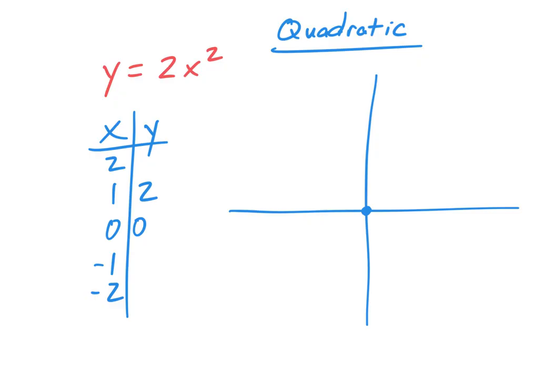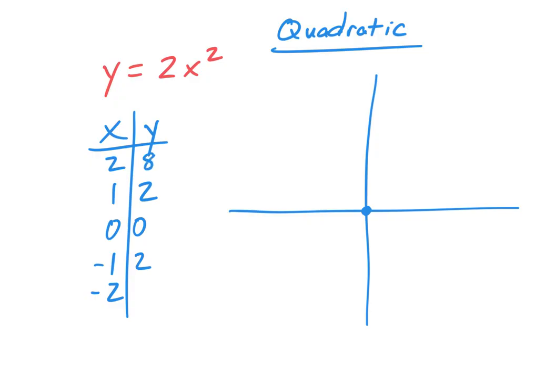Okay. Secondly, when I plug in a negative, when I square a negative, what happens? Back to positive, right? And so it becomes a positive 1, and 1 times 2 is 2. So positive 1 and negative 1 give me the same y value, the same output. When I plug in 2, 2 squared is 4. 4 times 2 is 8.